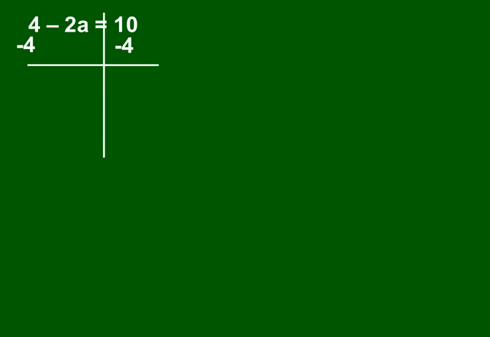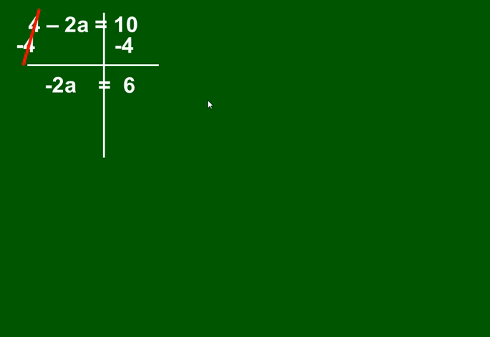Draw your line to show that you're getting ready to do some calculations. 4 minus 4 is 0. I don't need to write that. So I'm just going to bring down that negative 2a. Bring down that minus sign. This is a negative 2a. 10 minus 4 is 6.